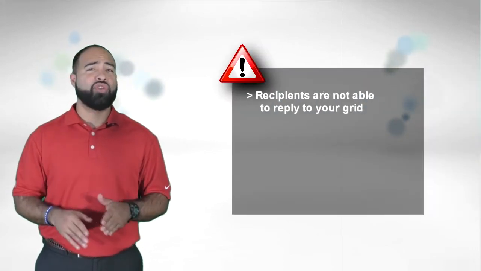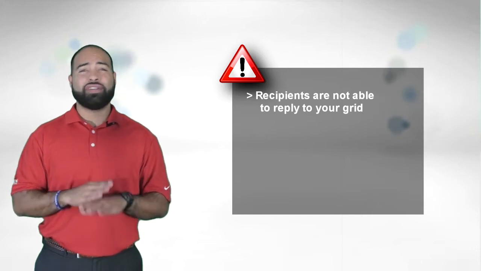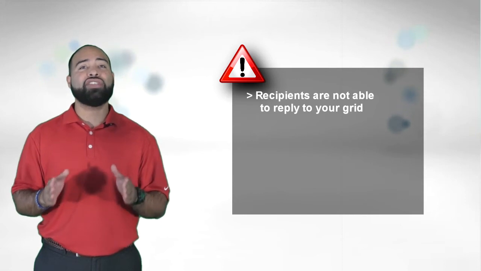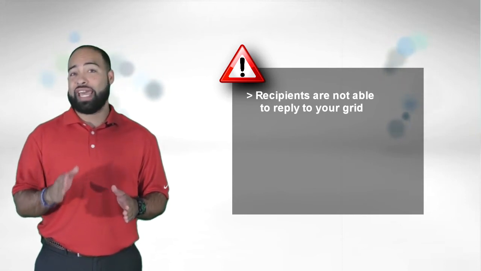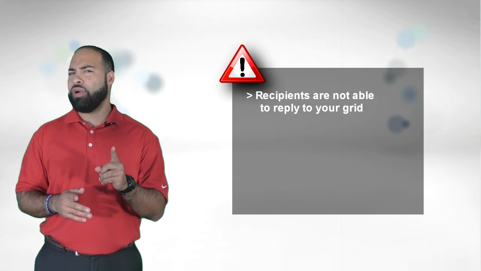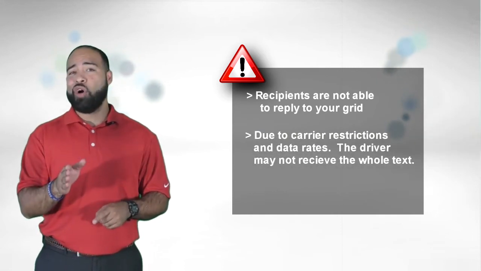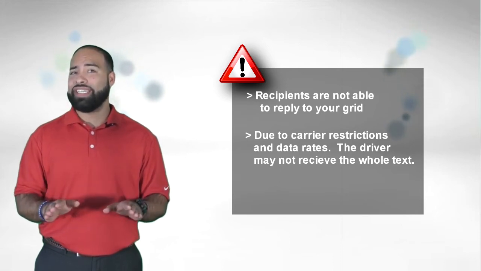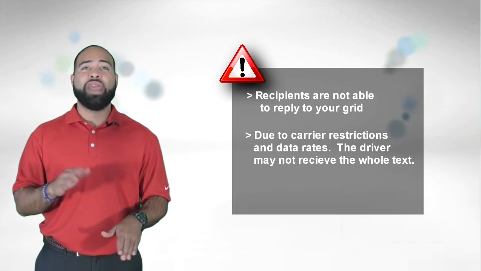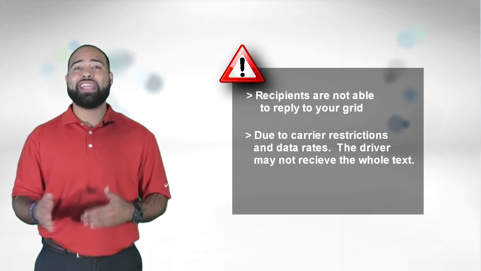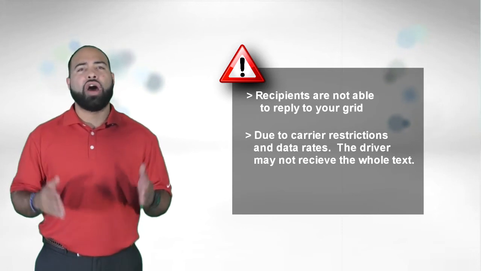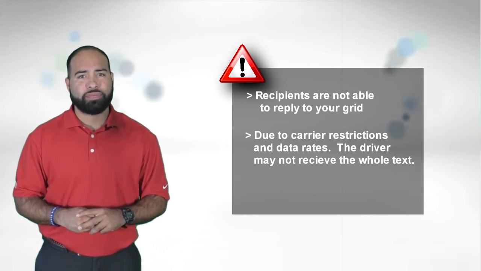A key factor to remember when texting and emailing from the grid is recipients are not able to reply to your grid. They must reply to you via text or email directly to your contact line. Also important about texting, due to mobile carrier restrictions and data rates, your driver may or may not receive the entire text. You may send abbreviations to help aid in receiving the text correctly. Please feel free to give us a call to know more about these restrictions.